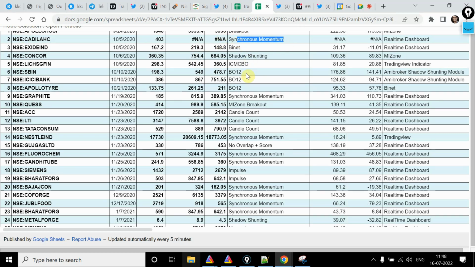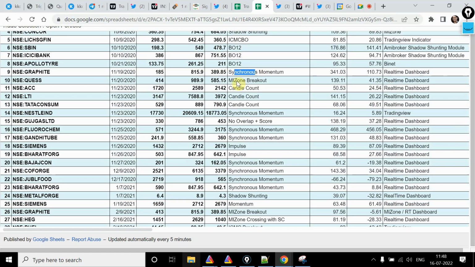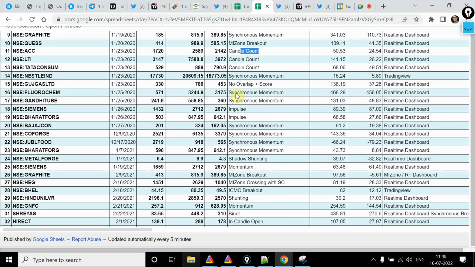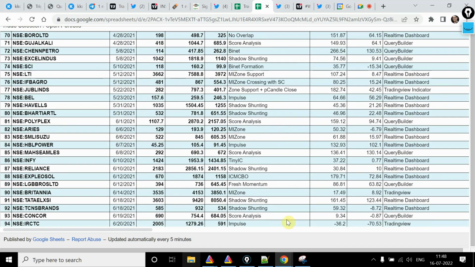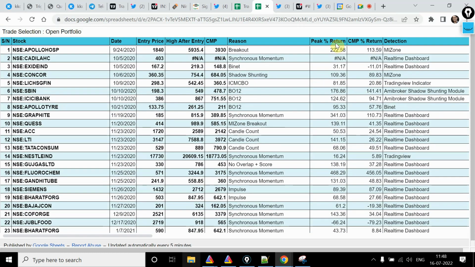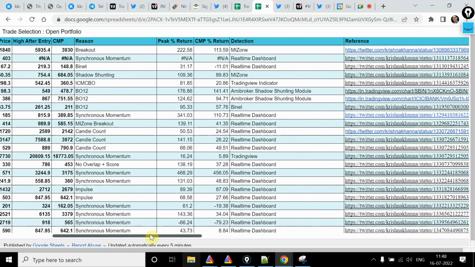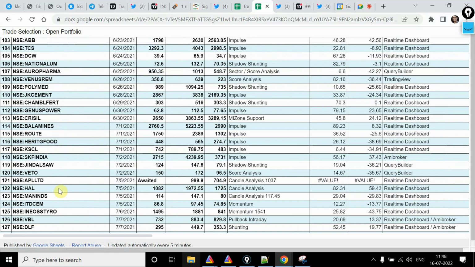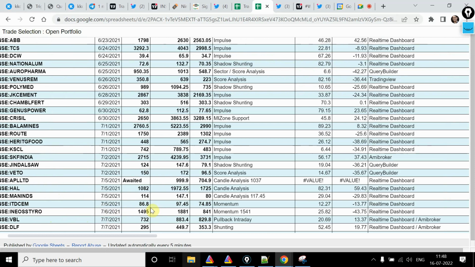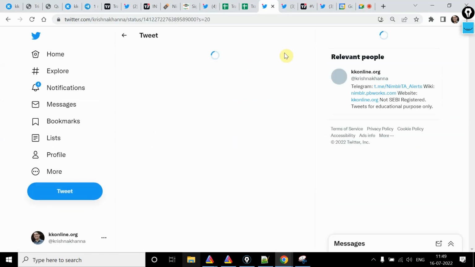It can be a synchronous momentum, it can be ICMC breakout, BO12, MI zones, because of candle count, because of no overlap, because of score, because of an impulse, MI zone, shunting. Multiple reasons could be there based on my analysis, and later on you can track what happened to the stock, and then there's a reference. This reference is important as a kind of valid proof that it has been given earlier and something happened. On 6th, around 7 June over here, this particular stock was provided openly on Twitter and Telegram. So you can track what actually happened later to it.